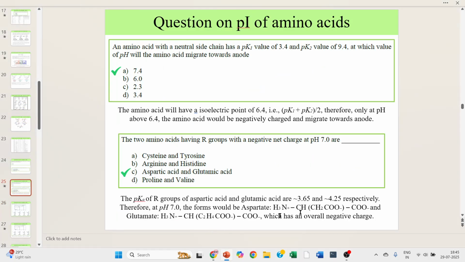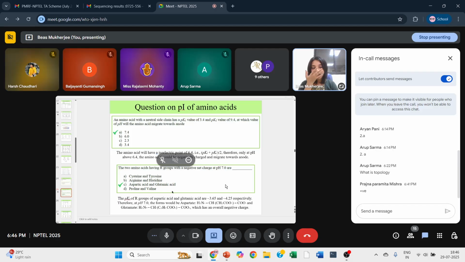See, for the second question, they are asking which two amino acids have R groups with negative net charge at pH 7. So negative net charge at pH 7. The pKa of the R groups of aspartic acid and glutamic acid is around 3.65 and 4.25 respectively. Therefore, at pH 7, the pKa of the R group is this, so that means your PI would be much less than 7. Less than PI, the charge of the amino acid is positive, and more than PI, it is negative. So at pH 7, these two amino acids would have negative charge, because the PI is very low.